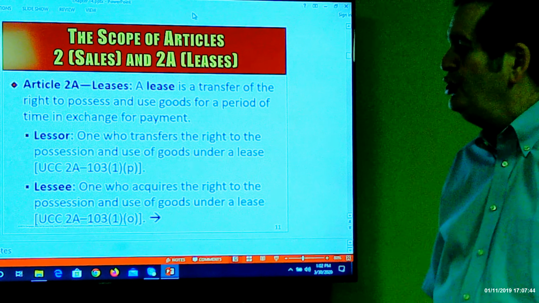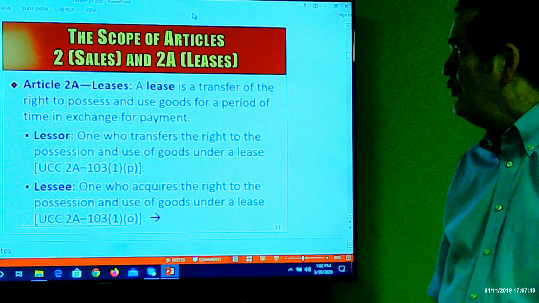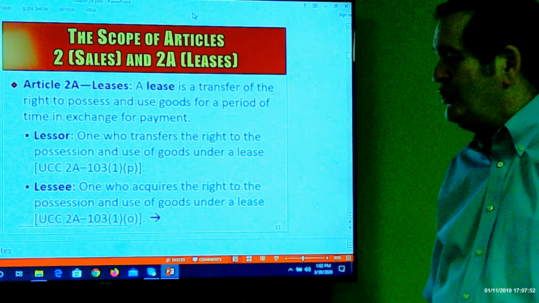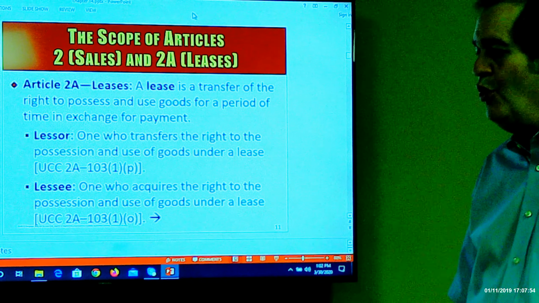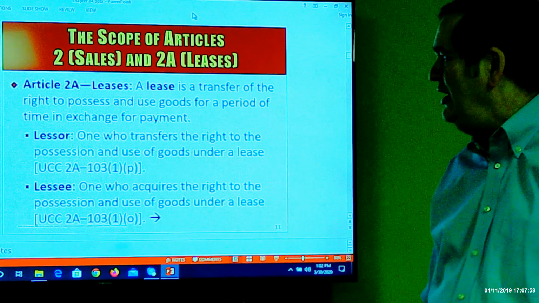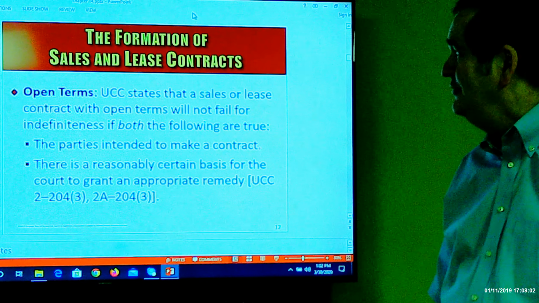Okay. As I said, 2A deals with leases. A lease is a transfer of the right to possess and use goods for a period of time in exchange for payment. So you have the lessor and the lessee. The person who is leasing out the property is the lessor. The person who's receiving the property is the lessee.